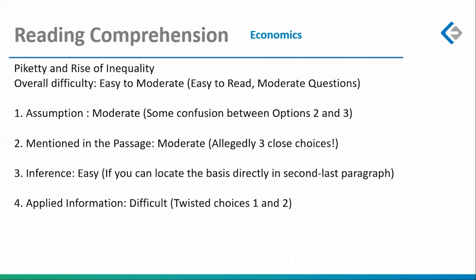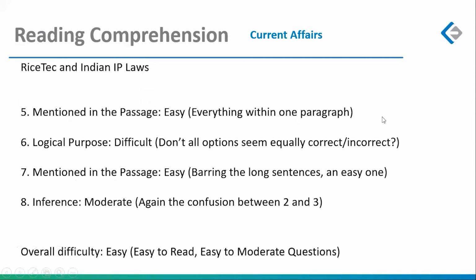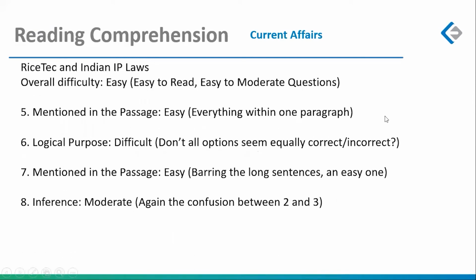Second, mentioned in the passage, sort of direct, but with allegedly 3 answer choices. I can't call it an easy question. It was a moderate question. The easy question was the next one, the inference question. And lastly, you had one question, applied information, that was really, really difficult. There were twisted choices and applied information. I think by the time you reach mid-September, these questions will start looking easier. Till then, let's keep them in the moderate or difficult section only because you need more practice.